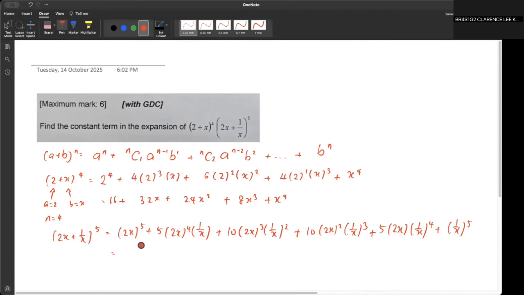So after expanding it, we simplified it. 2 to the power of 5, 32, x to the power of 5, 80x to the power of 3. This one, 80x cubed divided by x squared will get x. And this one, if we simplify, 40, 40x to the power of minus 1, 10x to the power of minus 3, x to the power of minus 5. Okay, then after that, we look at the question here. These two expressions are multiplying. So we multiply them.